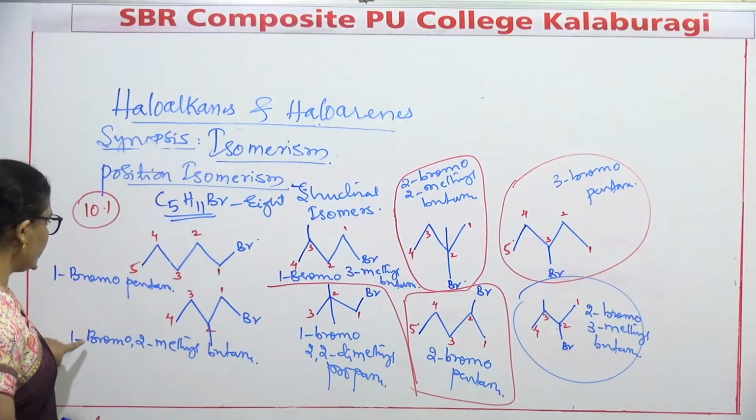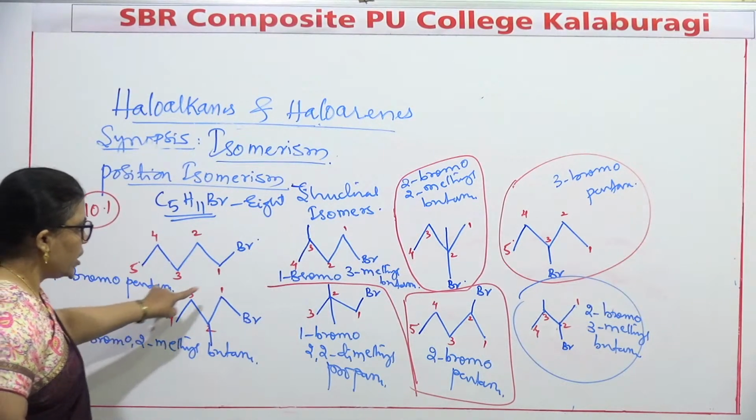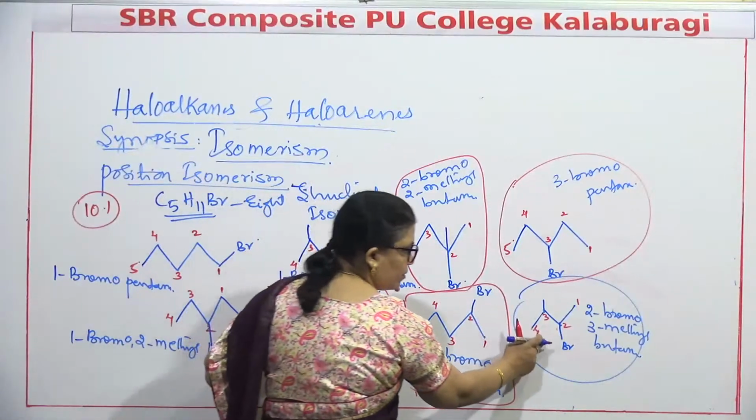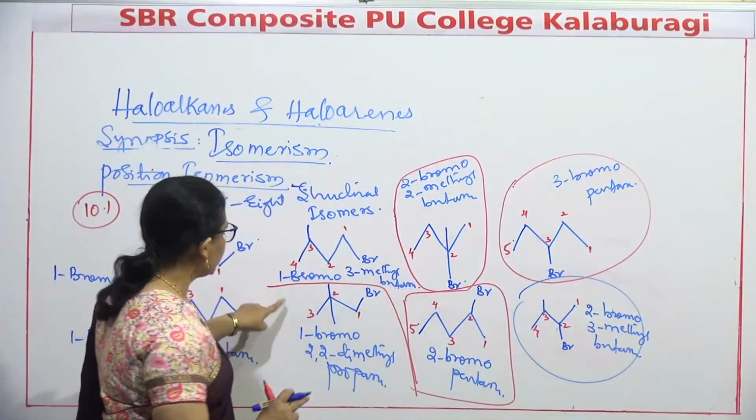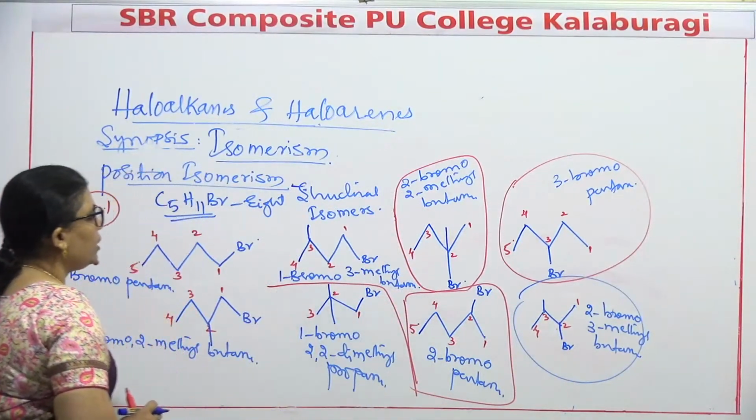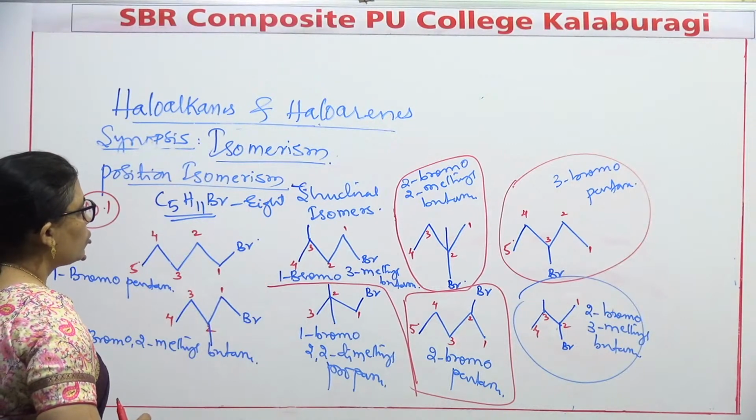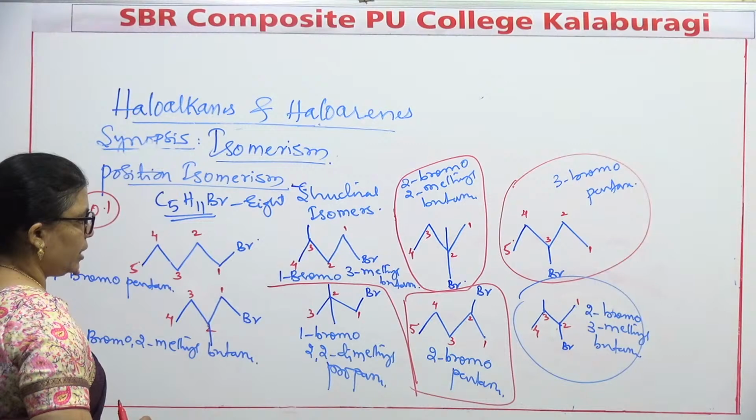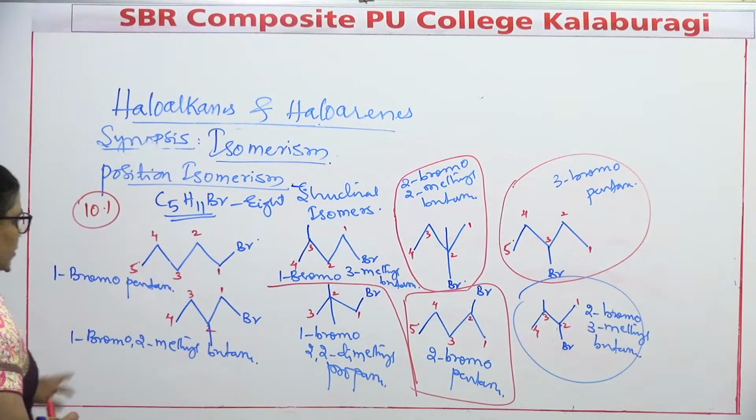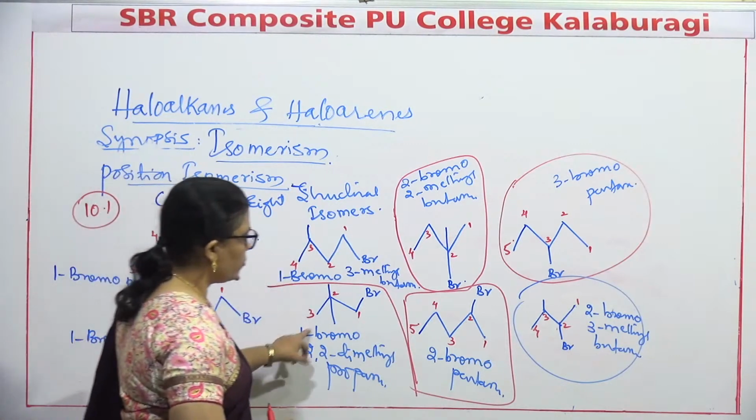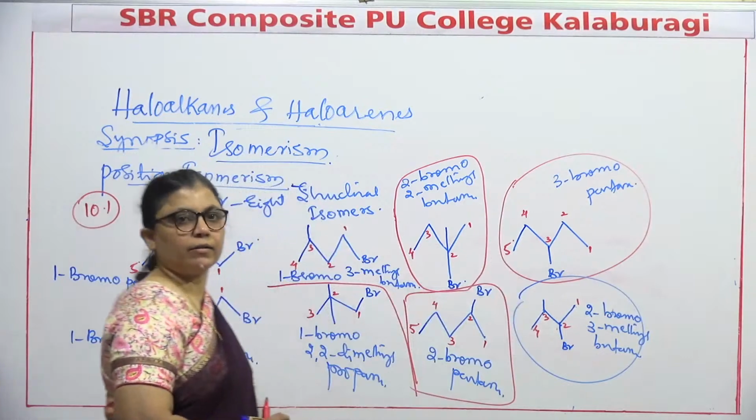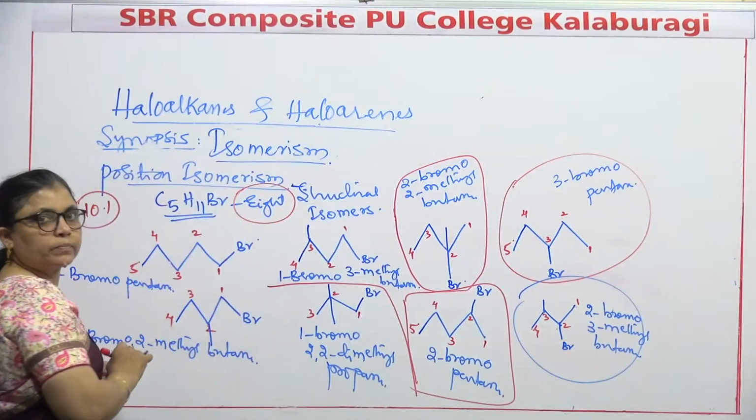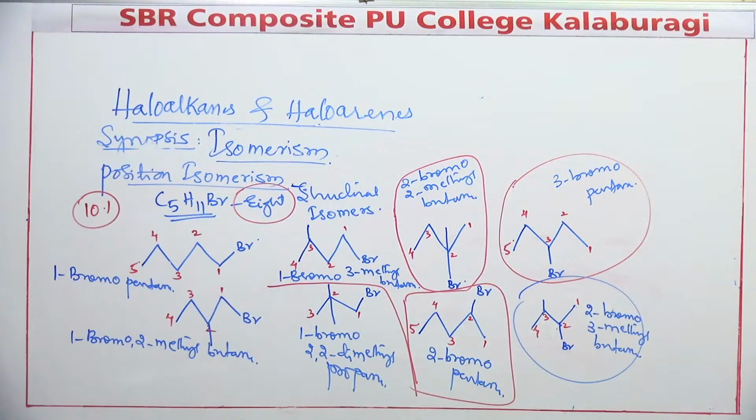1-bromopentane, 1-bromo-2-methylbutane, 1-bromo-3-methylbutane. This is 1-bromo-3-methyl. This is 2-bromo-3-methyl. Correct? 1-bromo-2,2-dimethylpropane, then 2-bromo-2-methylbutane, 2-bromopentane, 3-bromopentane, and 2-bromo-3-methylbutane. 1, 2, 3, 4, 5, 6, 7, 8. Total how many isomers have we written, children? 8 isomers.